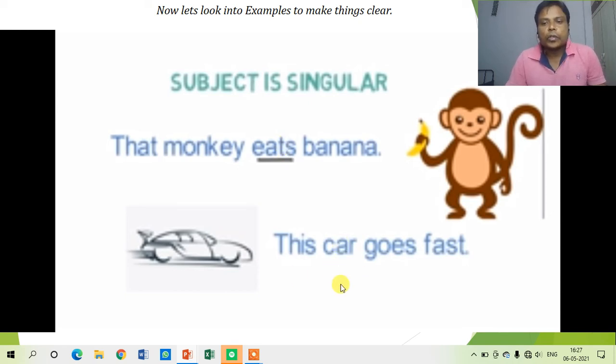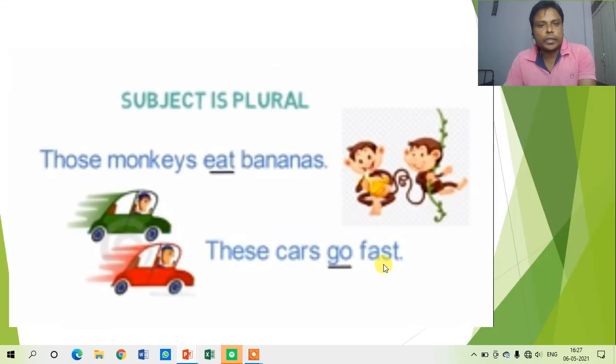Let us discuss another example. This car goes fast. Again, we are talking about a single car. So when the subject is singular, the verb will also be singular. So here, in this car goes fast, goes is the singular verb used in this sentence. Now on the other side, when the subject is plural, let us discuss some examples.